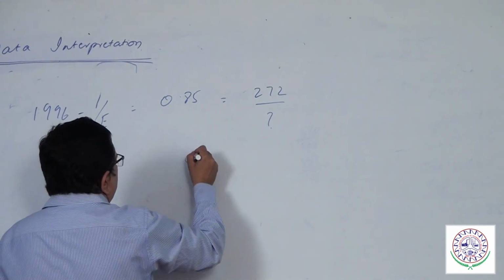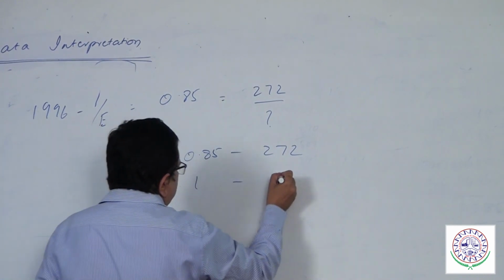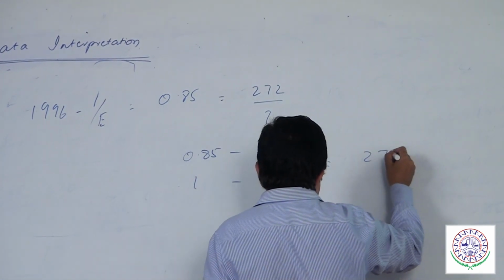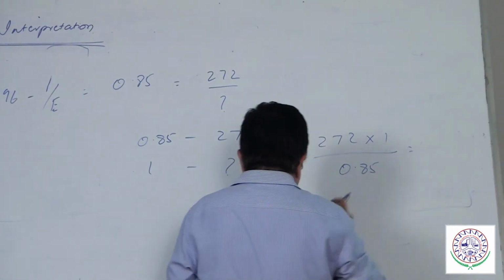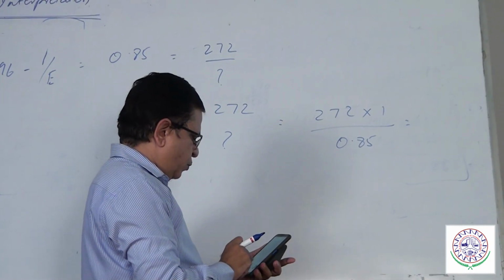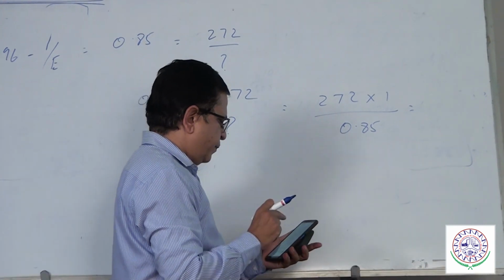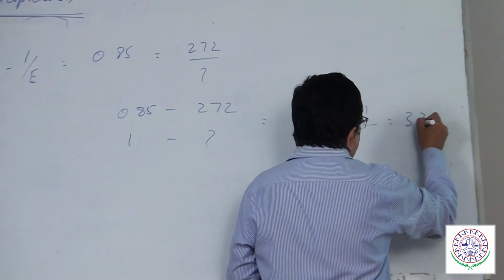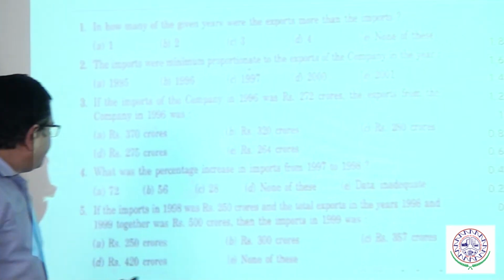So if 0.85 is 272, then 1 is how much? So that is 272 into 1 by 0.85. So 272 divided by 0.85. That makes it 320 crores. There is the answer. 3.